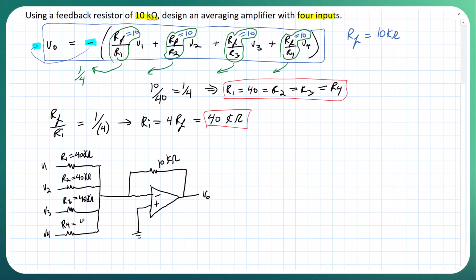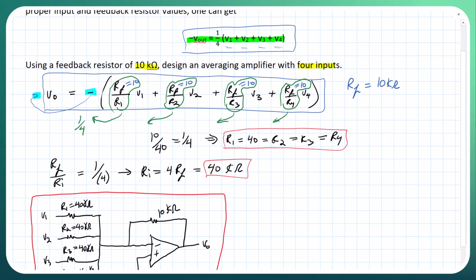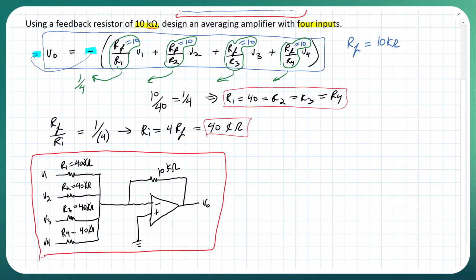Of course, you can think of other potential values or ratios where you can come up with that same 1/4 equation there. So let's go ahead and just highlight this, and this is going to be the op amp that we're going to design to come up with this equation, or our averaging amplifier, which is simply a summing amplifier.